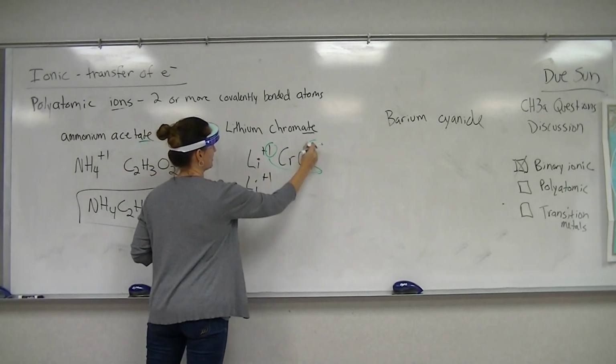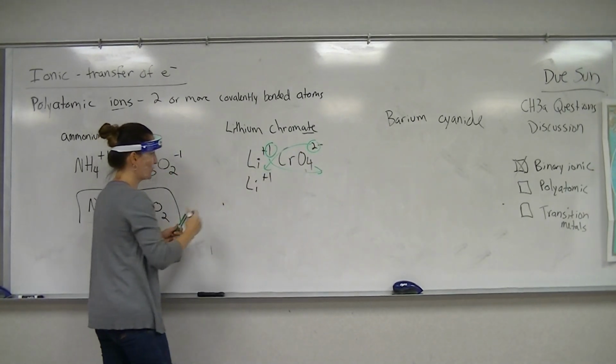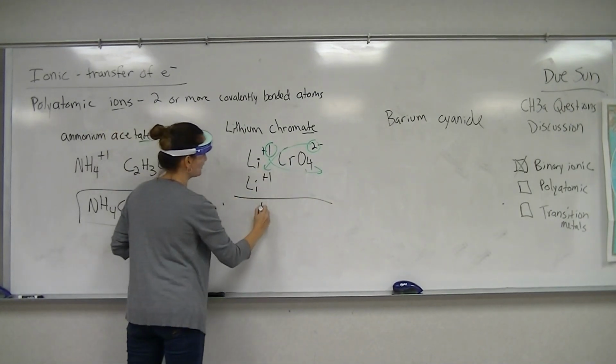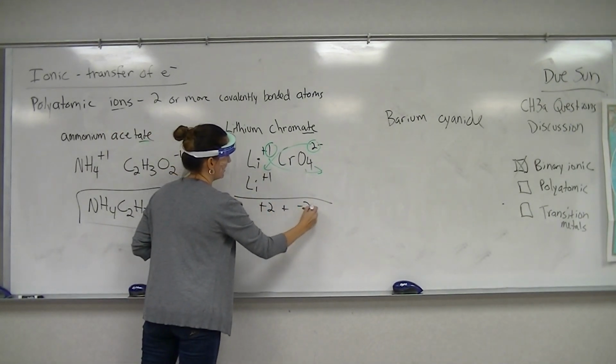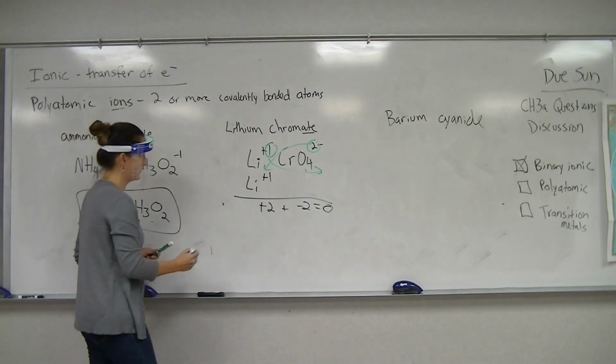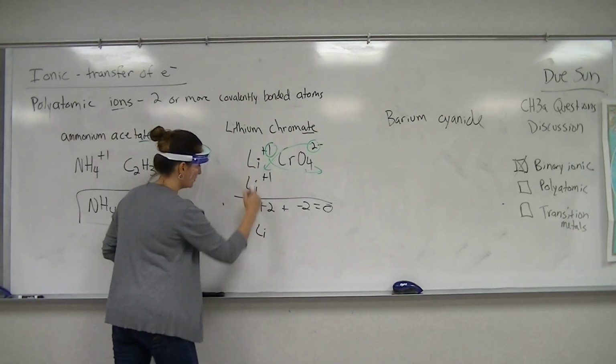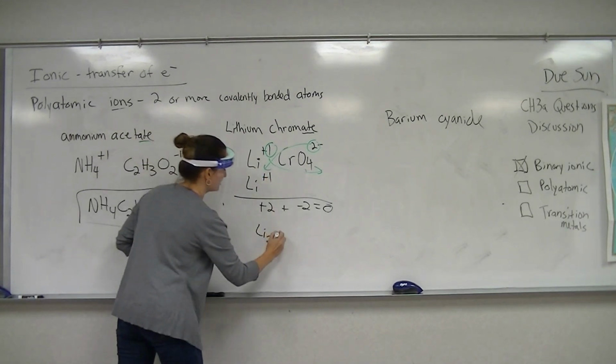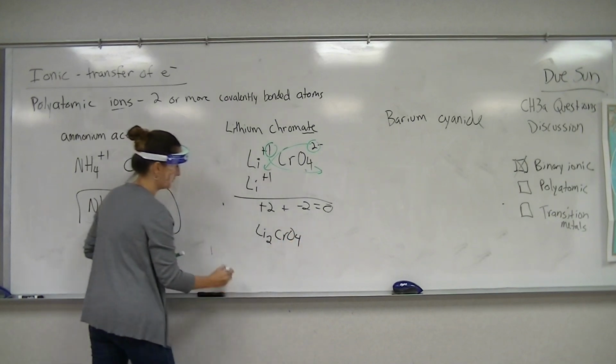Same as the crisscross method. I just show both ways because I never know what people prefer. So this would give a +2 and a -2 on that side, so it's neutral. So we need 2 lithiums, so Li2, and then CrO4, just one of them.